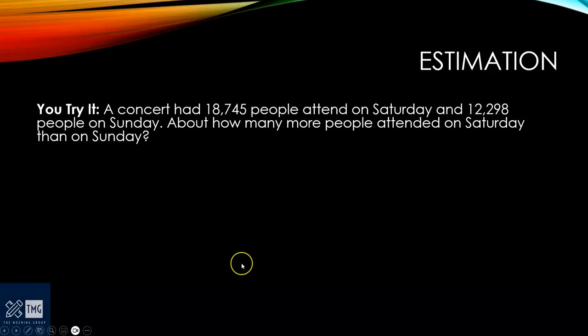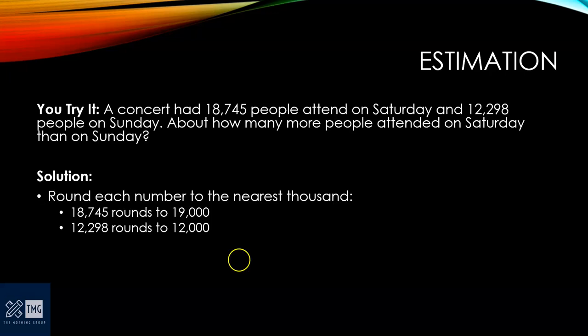Well, now I'm subtracting because I'm finding the difference between these two. And that can be hard when we have these long, weird numbers. So let's first round to the nearest 1,000. 18,745 is close to 19,000. 12,298 is close to 12,000. Now, these are a lot nicer numbers.